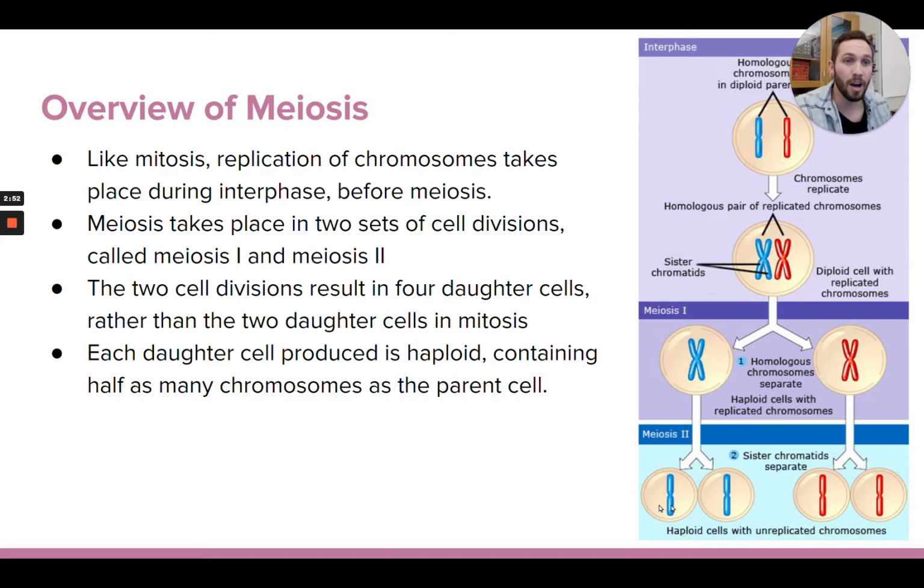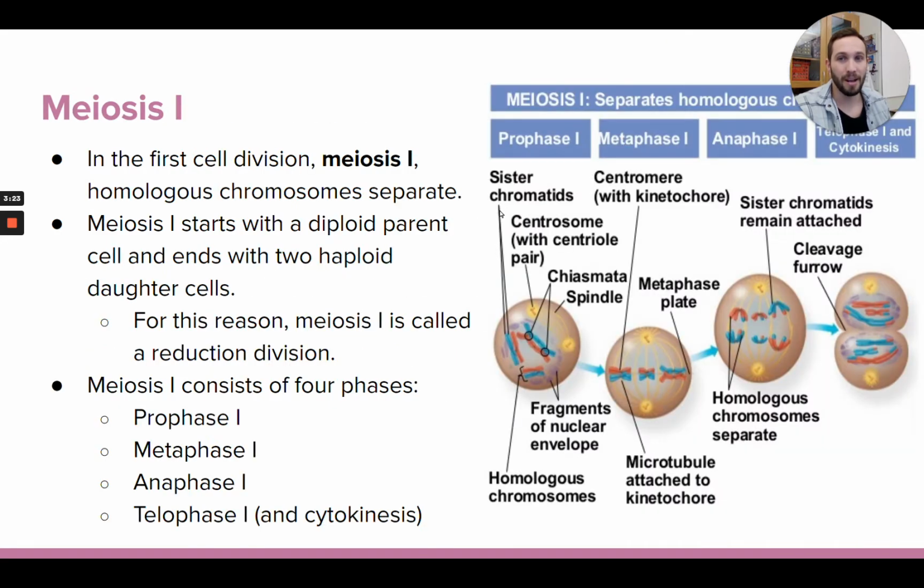But each of those daughter cells are going to have just one set of chromosomes, like one of each type of chromosome. They're going to be haploid. And those chromosomes are going to be unduplicated once you end meiosis. And so now we're going to go into the details of what's actually taking place here in meiosis. And I'll try to compare it to what was happening in mitosis, because they are different and there's some important distinctions between them. But let's start with Meiosis I.